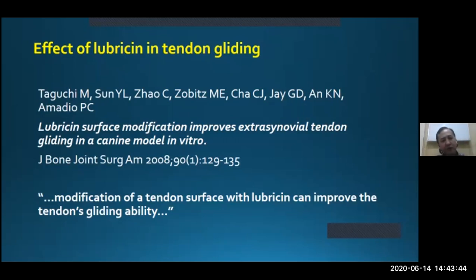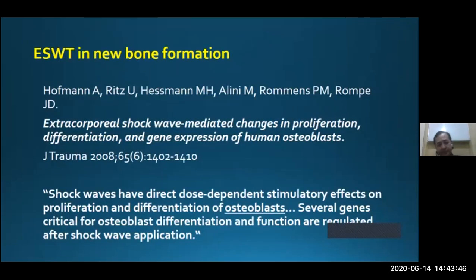How about the shockwave in new bone formation? Shockwave mediates change in proliferation, differentiation, and gene expression of human osteoblasts. Shockwave has direct dose-dependent stimulatory effects on proliferation and differentiation of osteoblasts. Several genes critical for osteoblast differentiation and function are regulated after shockwave application.